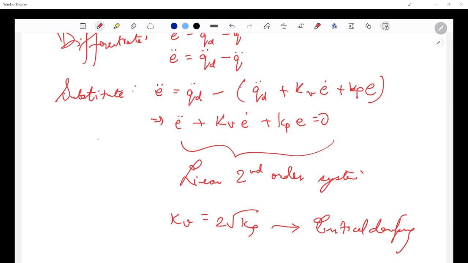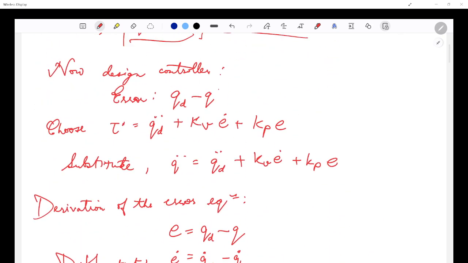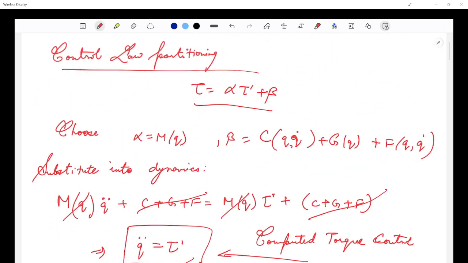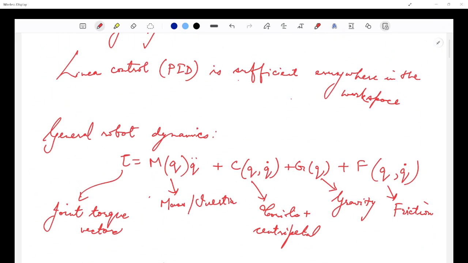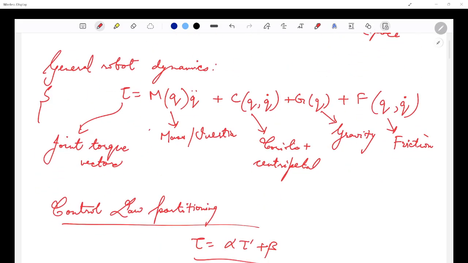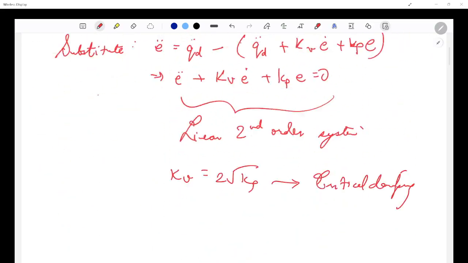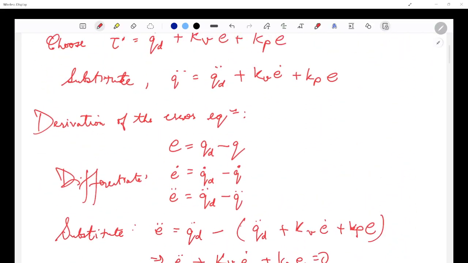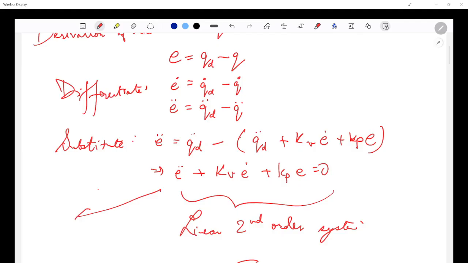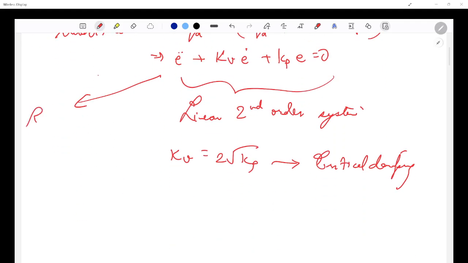So we have transformed a non-linear robot equation, which we had written here. This was a non-linear robot equation. We have transformed it into a linear equation in error space. Right here, this is a linear equation in error space.